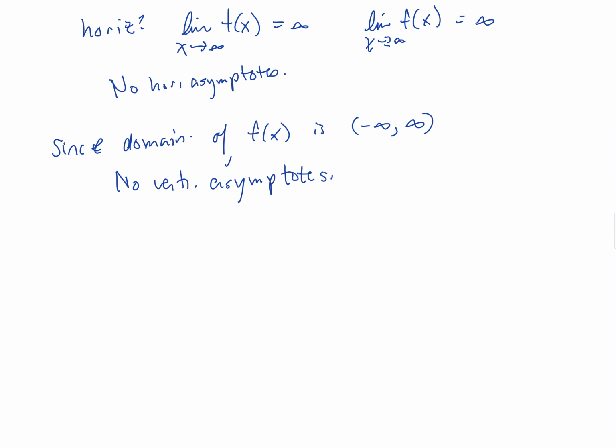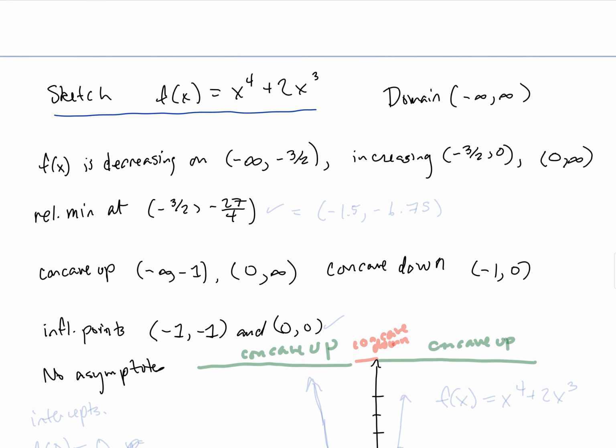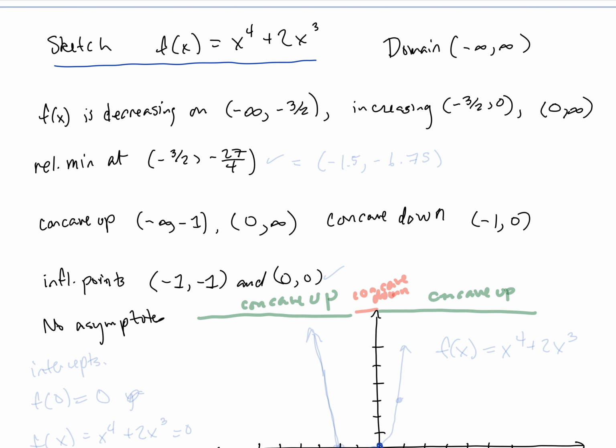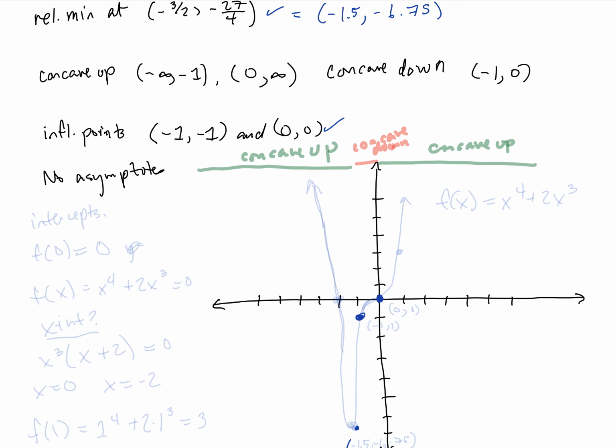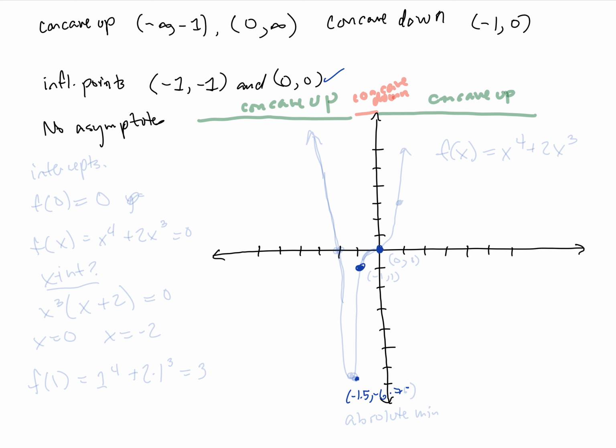All right, now let's sketch the function based on the information that we've got. So we know the domain, we know where it's increasing and decreasing, where its relative maxima and minima are, where the function is concave up and concave down, and its inflection points. So let's start by plugging in just the points we know. We've got an inflection point at the point 0, 0, as well as the point negative 1, negative 1. So we've plotted those. And we know that we've got a relative min at negative 3/2, negative 27/4. So that's negative 1.5, negative 6.75. So here is that point approximately, right there.